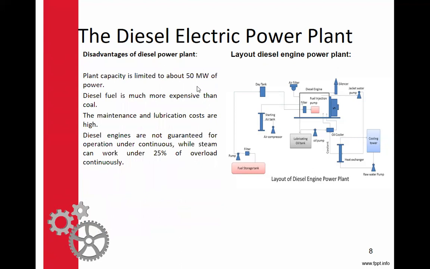Disadvantages of diesel power plant. Plant capacity is limited to about 50 megawatts of power. Diesel fuel is much more expensive than coal. The maintenance and lubrication costs are high. Diesel engines are not guaranteed for continuous operation, while steam can work under 25% overload continuously.